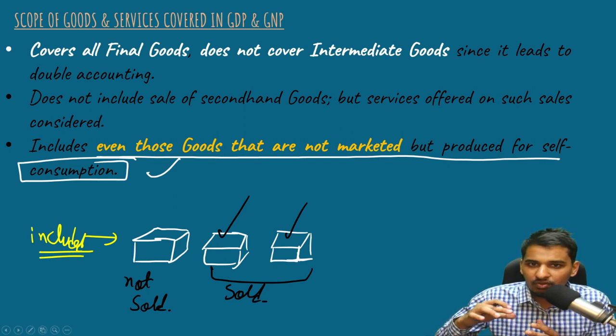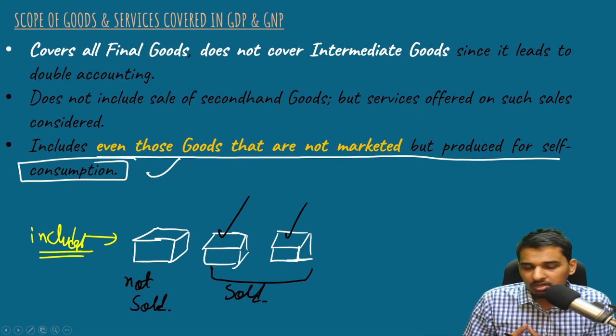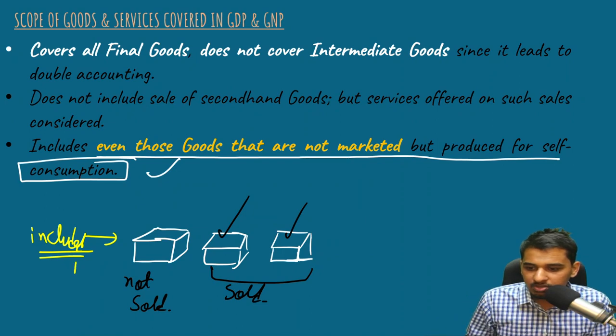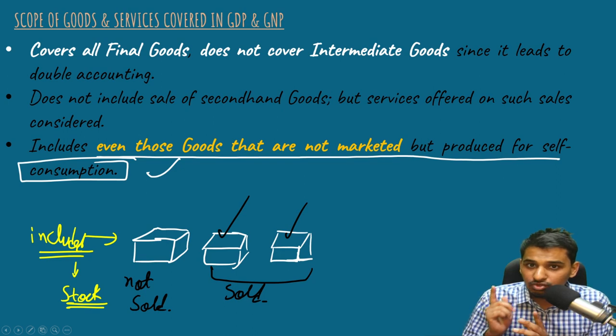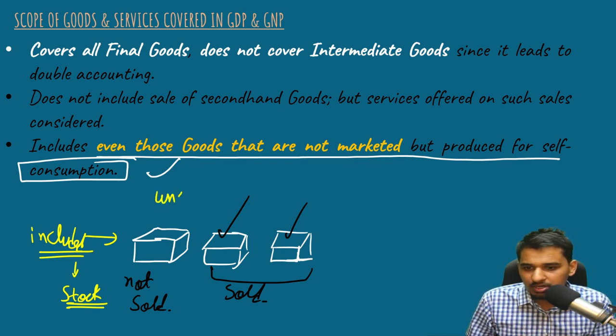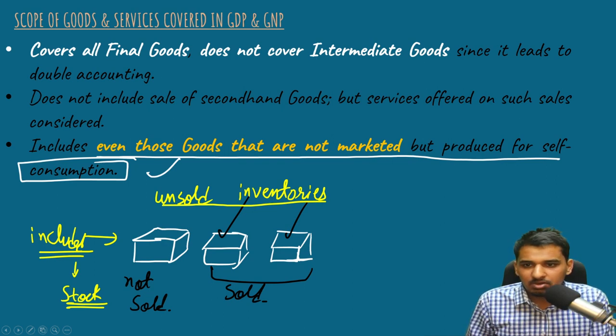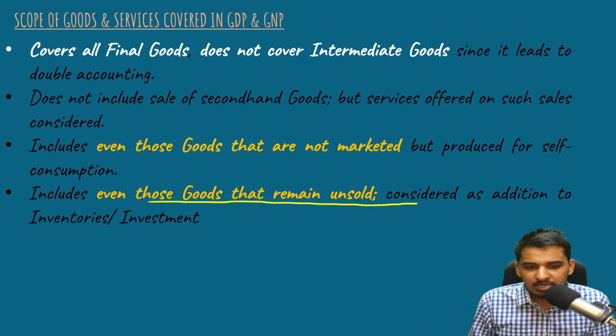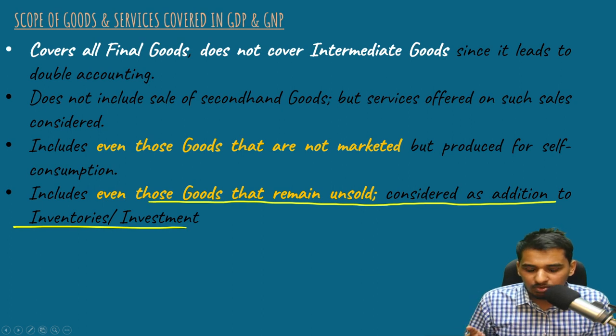Why? Because this is now forming a part of national stock. In future this can be sold. So this is forming a part of our stock and this can be sold in future. So this will be included. Even unsold inventories are part of our GDP. Please remember this. So even unsold inventories are included. Even those goods that remain unsold are considered as an addition to inventory or investment. So these will be included.